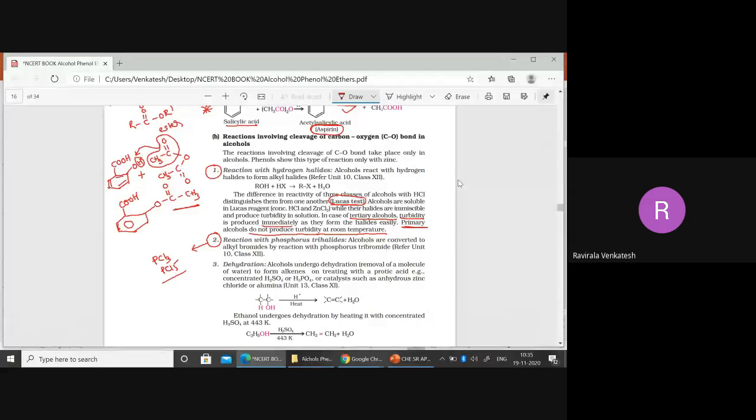Primary alcohols do not give at room temperature. Secondary alcohols will give after 5 to 10 minutes. The tertiary alcohols immediately will give turbidity. Immediately it will give you. So understood the Lucas test, all of you practice this one.